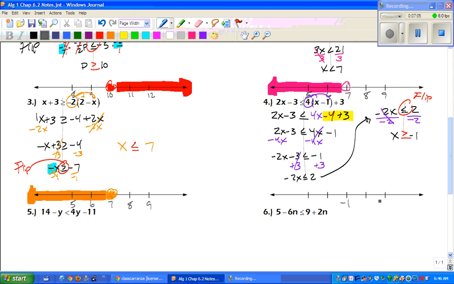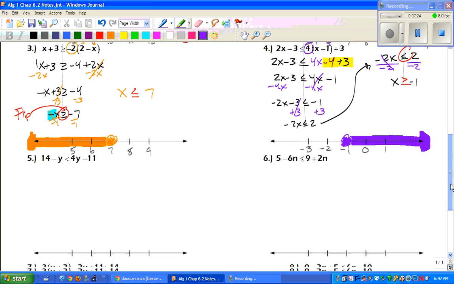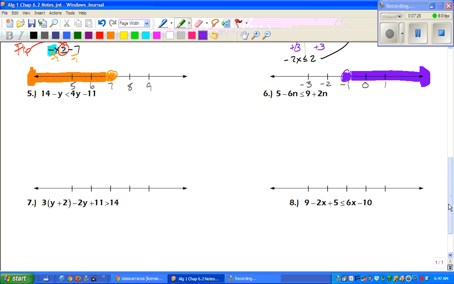Okay, so -1 goes in the middle, 0, 1, 2 above, 2 below. Open or closed at -1? We are closed. And do we shade to the right or to the left? To the right. Okay, next one.